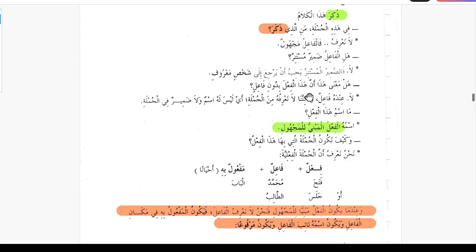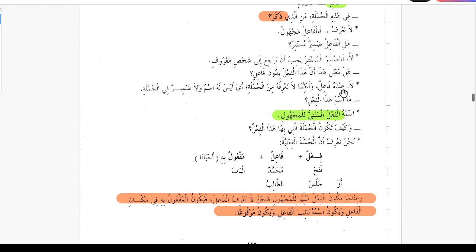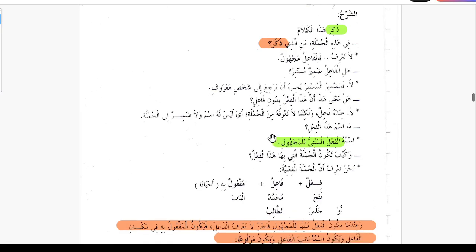Hal mana haza anna hazal fela biduni filin. So does that mean that this verb is without a file? La, no. It has a file. Walakinnana la narifuhu min al jumlati, but we don't know it in the sentence. The file is there. Somebody must have mentioned it, but we don't know. From this sentence we don't know who mentioned it, or it is not important to know.